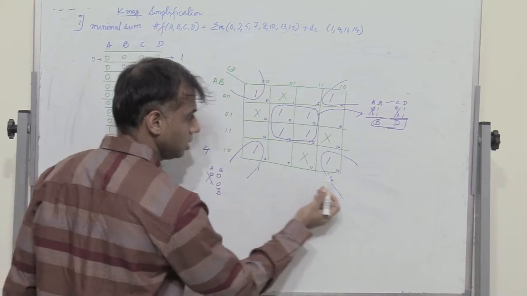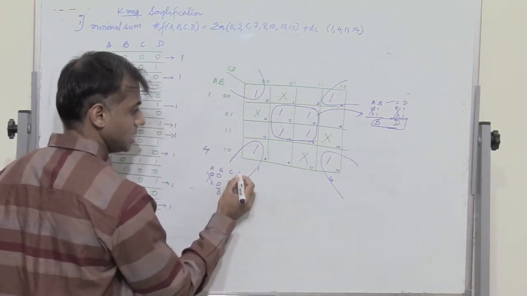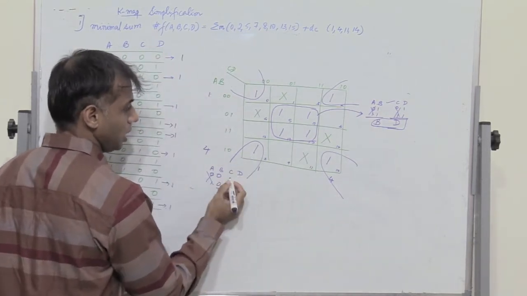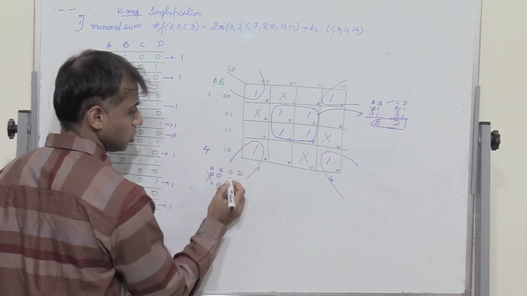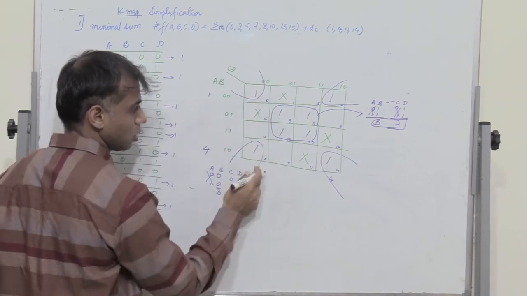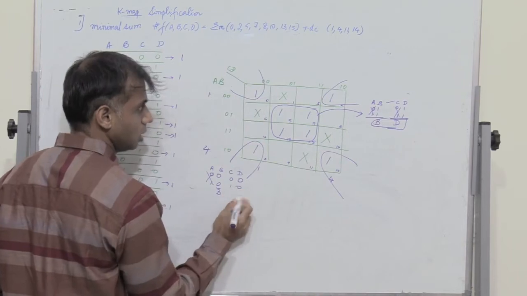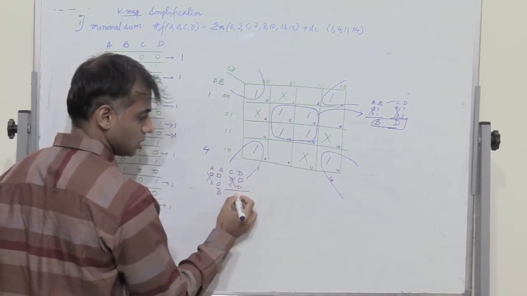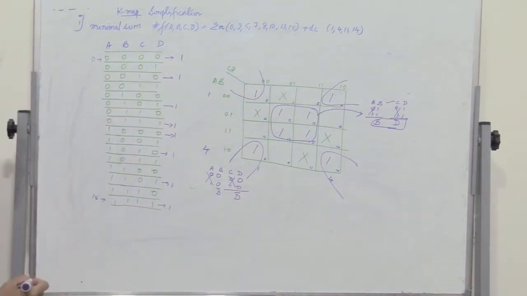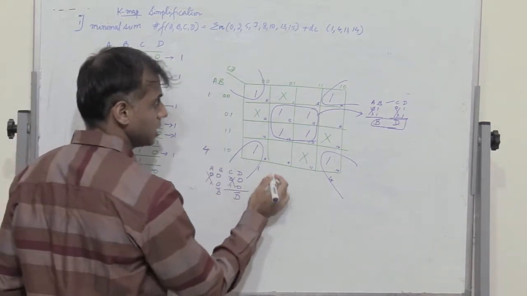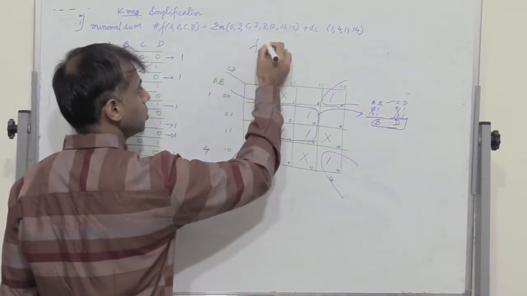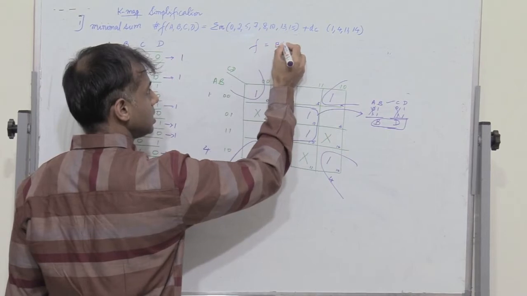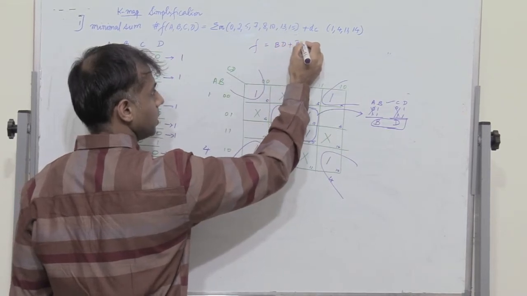So B is 0, so I write B bar. And then if I consider the columns C and D, we have 0, 0 for the first column and 1, 0 for the fourth column. So C gets eliminated, and I have D, which is 0, which is D bar. So the minimal sum, or the simplified expression for this, is going to be BD plus B bar D bar.